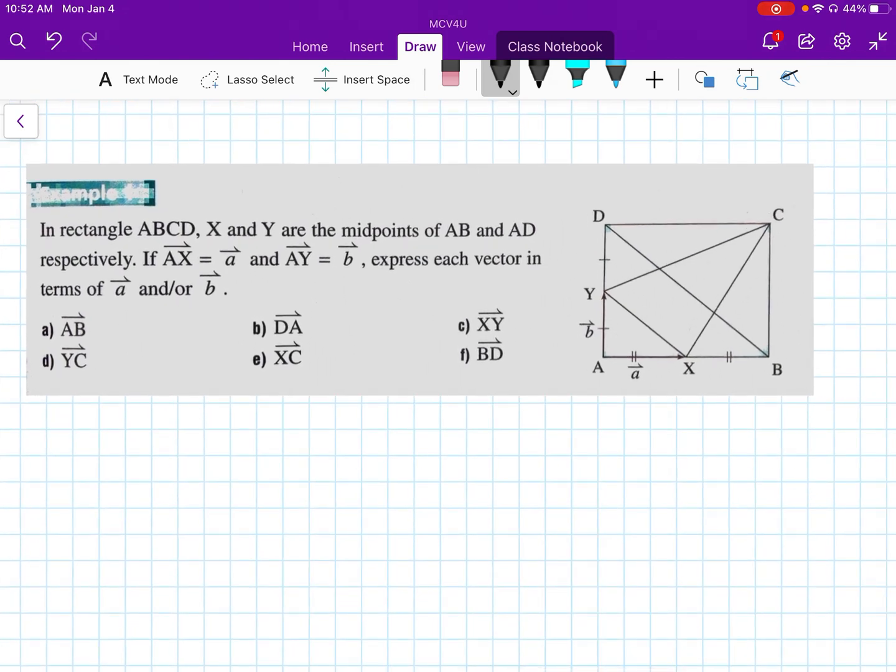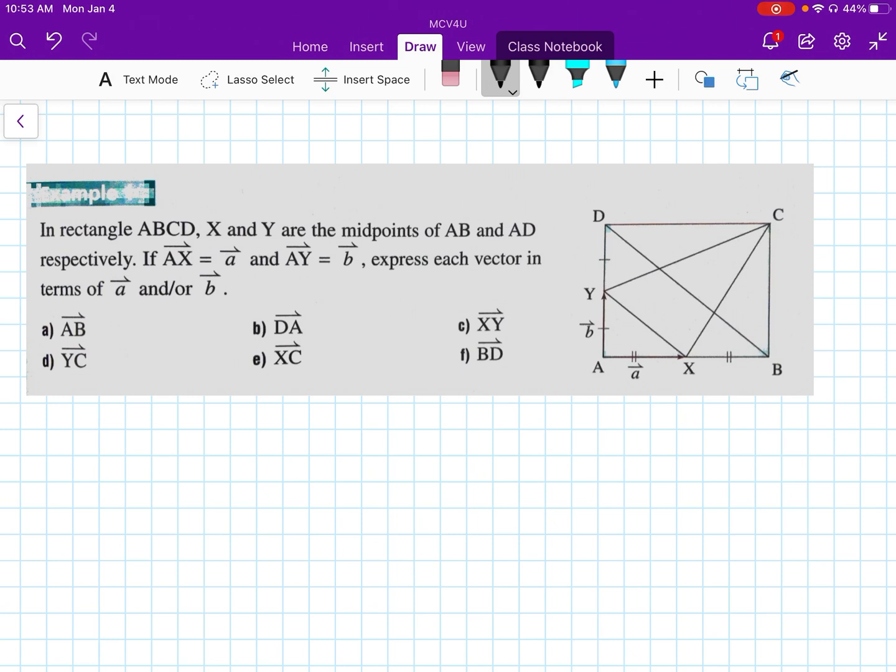So let's take a look and see if we can express, using scalar multiples, collinear vectors, using addition, subtraction, what these vectors are. All right, so we look at the rectangle that we have, ABCD. You've got X and Y being the midpoints of vectors AB and AD. You can see that from the diagram. They're illustrated there as well. Vector A is the vector AX, and vector B is the vector AY. All right, so express each vector in terms of vector A and or vector B.